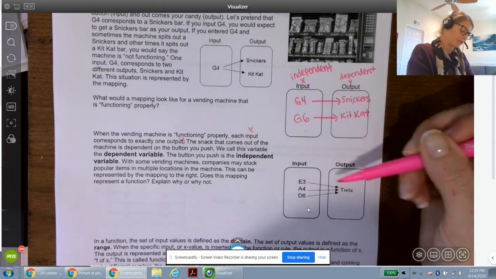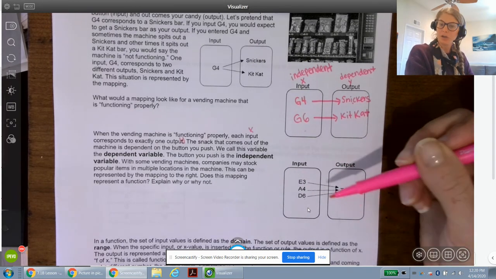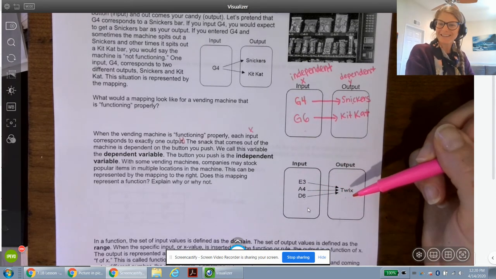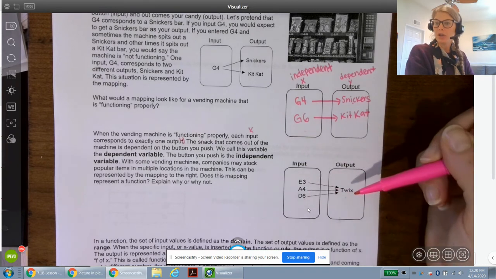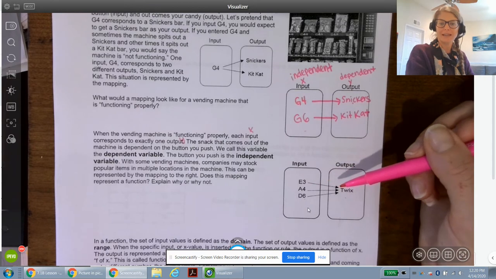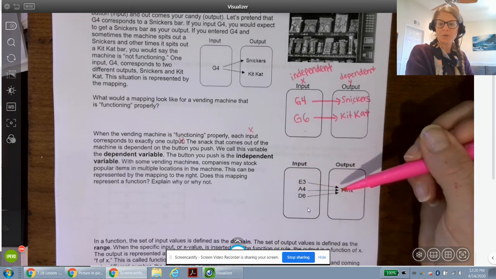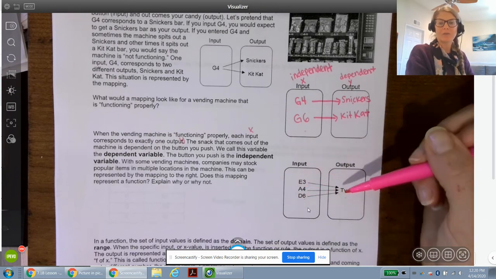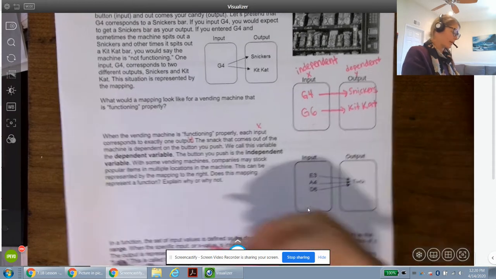So you could press E3 and you'd get a Twix. You press A4, you'd get a Twix. What if you press D6? You know you're getting a Twix. So does each input correspond with exactly one output? Yes, E3 only corresponds with one output. A4 corresponds only with Twix. D6 corresponds only with Twix. So yes.